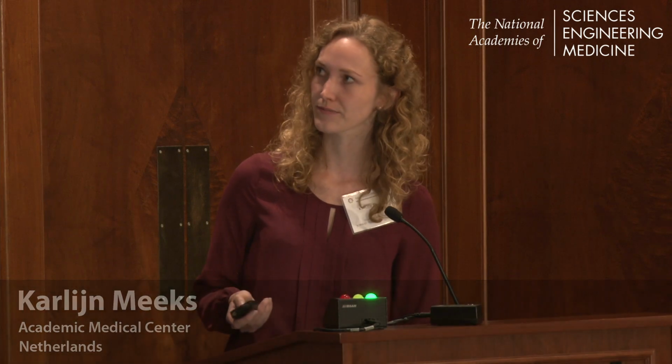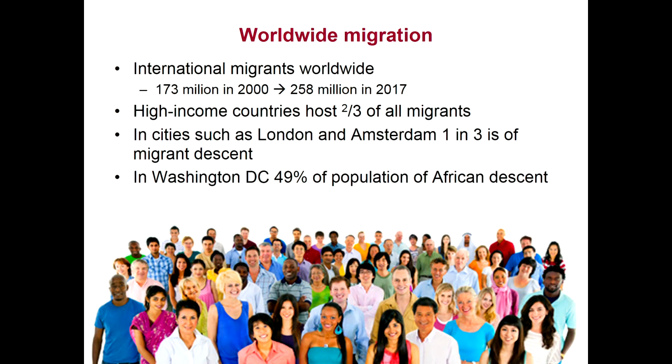Well, globally we are experiencing rapid ethnic diversification due to an increase in international migration. According to the UN, there were about 173 million international migrants in 2000, and this had already increased to 258 million in 2017. So this is a 49% increase in just 17 years' time.